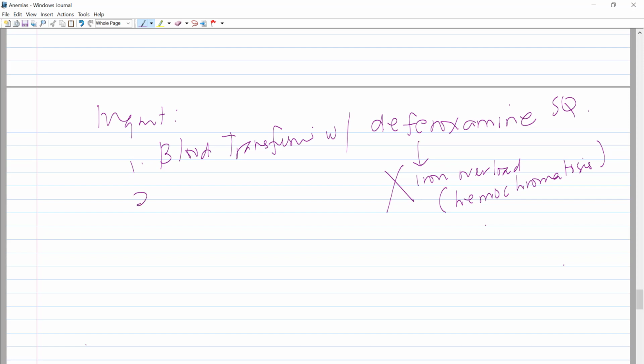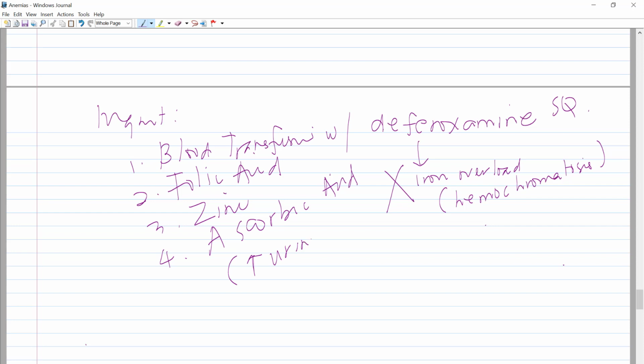We also administer folic acid to them. But again, check their folic acid level. We also give them zinc. We also give them ascorbic acid. And ascorbic acid, the good thing about this one is that it increases urine excretion of iron. So as you can see, we're trying to prevent another problem here, or another complication, which is hemochromatosis.